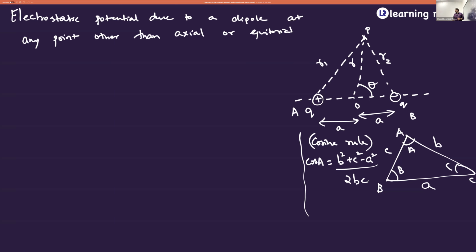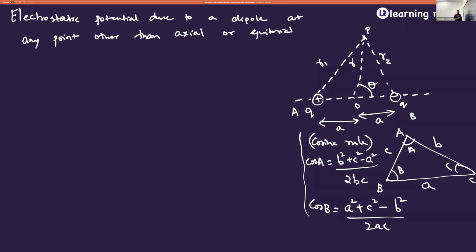Just to understand this pattern, I'll tell you how to write it for cos B. All you need to do is see which two sides are including that angle. B is included between A and C. So what you do is A square plus C square minus the opposite square, divided by 2 times AC. We are going to use the same logic here.